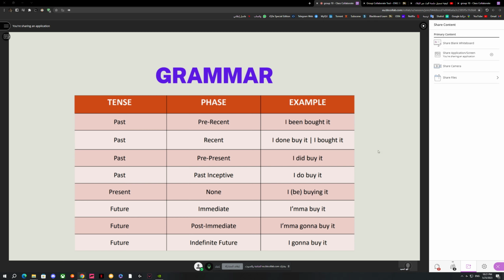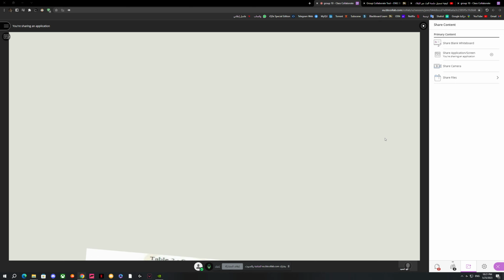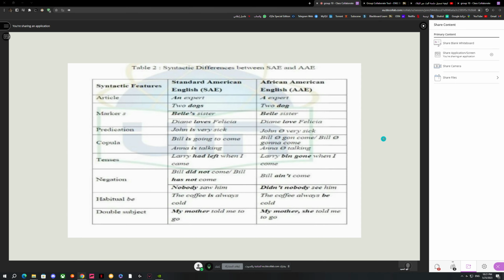Some grammar: tense, past and present. Example: "I have been bought it." Recent: "I done buy it." Bought it. And let's move to tense. Immediate, recent.